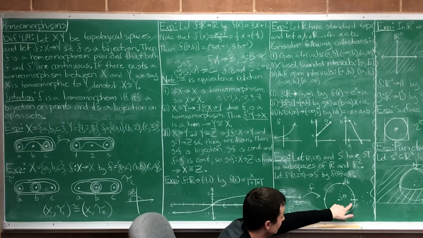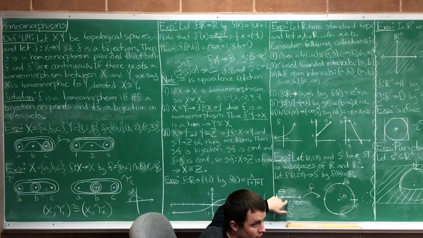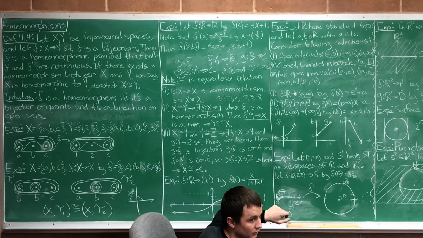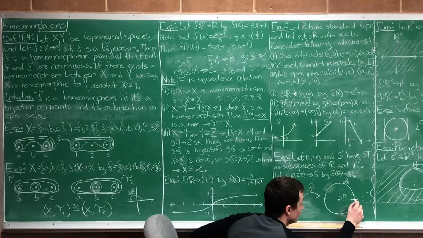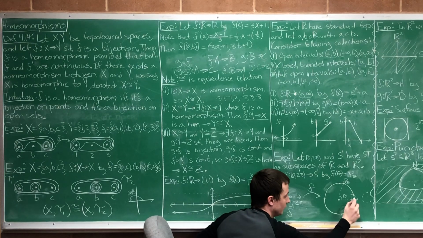So this has points that are close that are not close over here using this mapping. Namely, this point and the point right after it. There isn't a point right after it, but I think you understand what I mean.